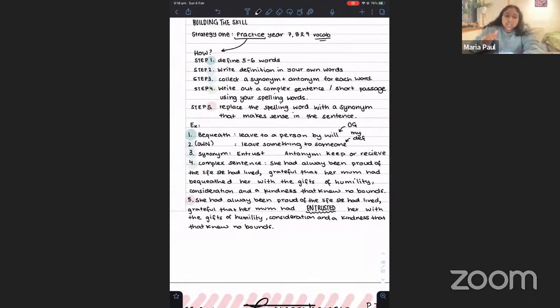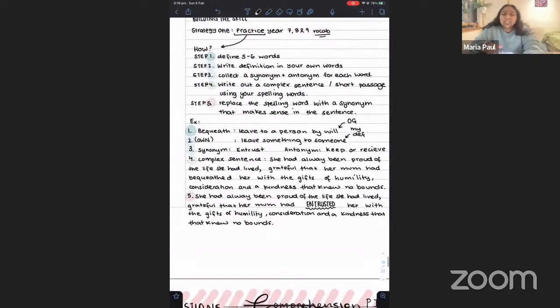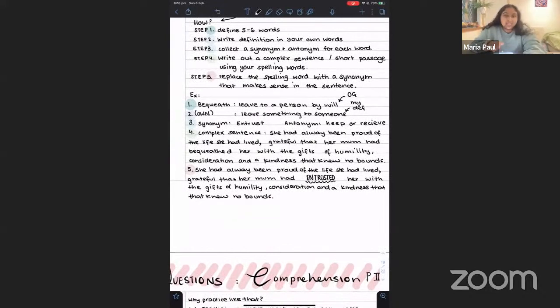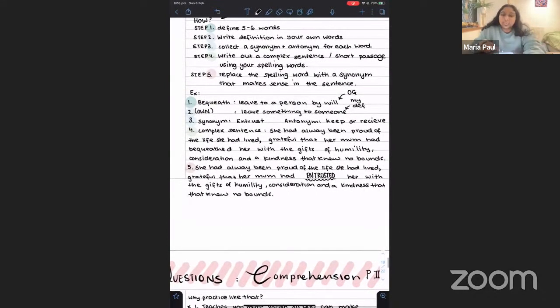If the word is bequeath, we know that the definition is to leave a person by will. Okay, leave something to a person by will. In my own words, it is to leave something to someone. The direct synonym is entrust. Was entrust an option in the A, B, C, or D? Yes, pretty much. After that, the antonym is keep or receive.